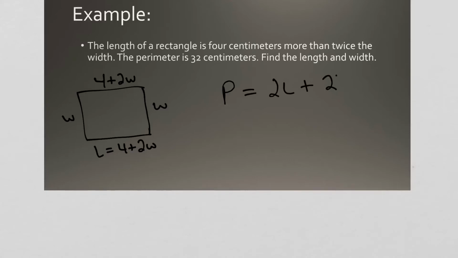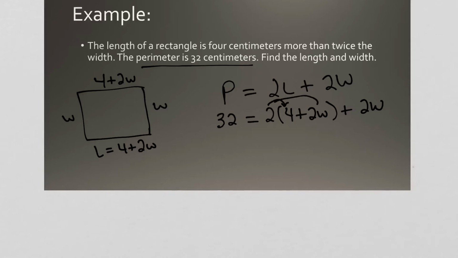So we're still going to use our formula. Perimeter is equal to 2 times the length plus 2 times the width. But it tells me that the perimeter is 32 centimeters. So for P, I'm going to substitute in 32. For the L, I'm going to use 4 plus 2W, plus 2W. All right, so now we have to distribute. We have to get rid of those parentheses. So I've got 32 is equal to 8 plus 4W plus 2W. Add them together.